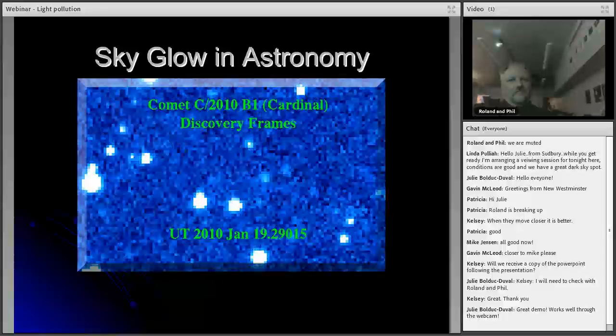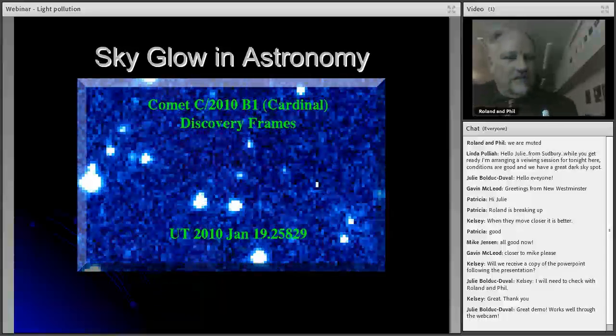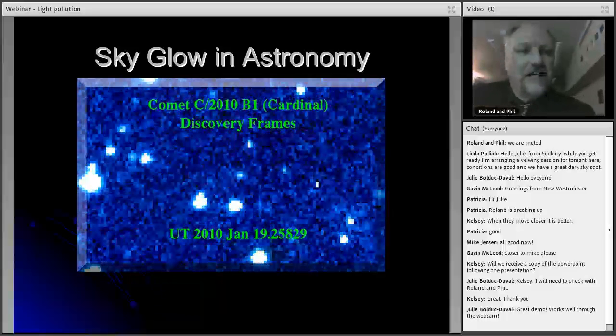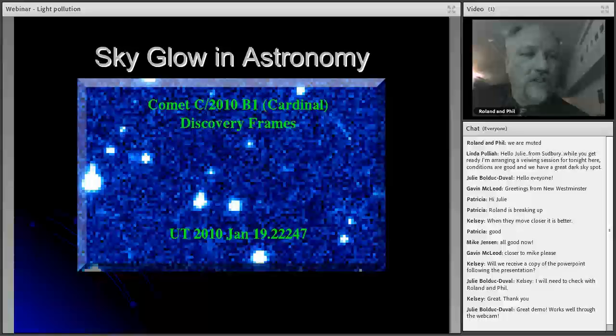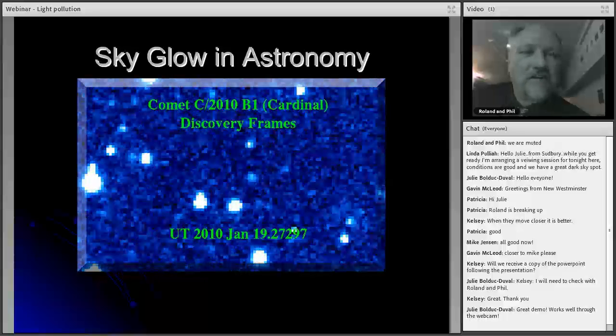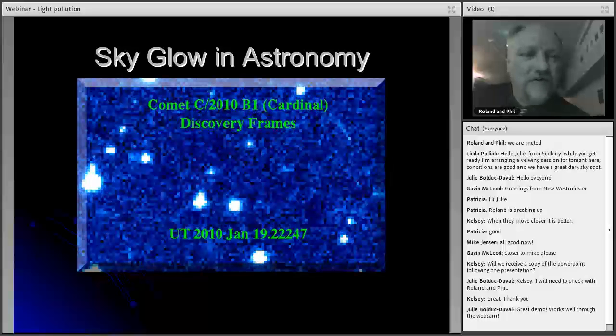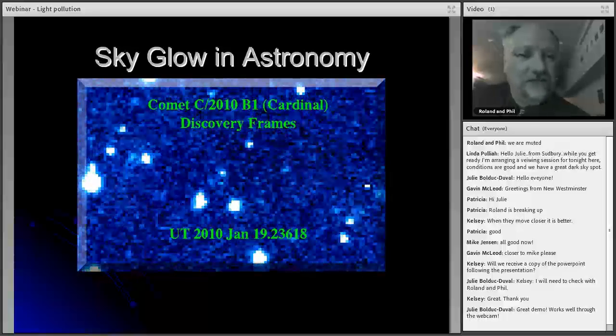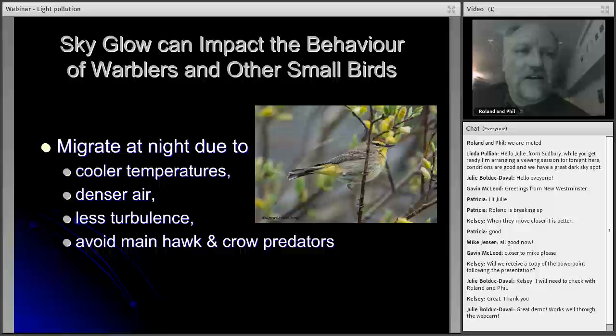Very cool. And I point out that that is not Rob Cardinal's only comet that he discovered with the Baker Nunn. He actually has two. And that's just outside a major urban center, Calgary. Well, I'm going to segue here from astronomy by humans to astronomy by birds.